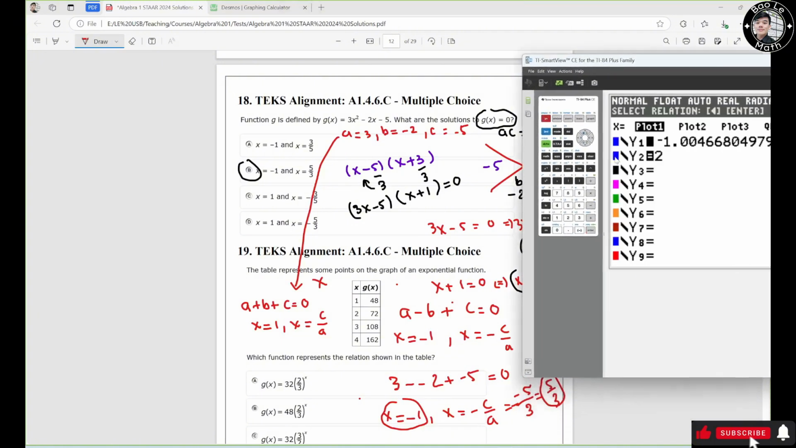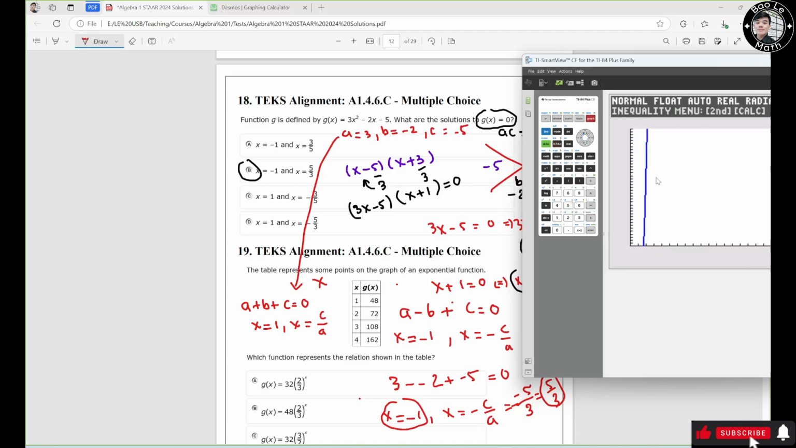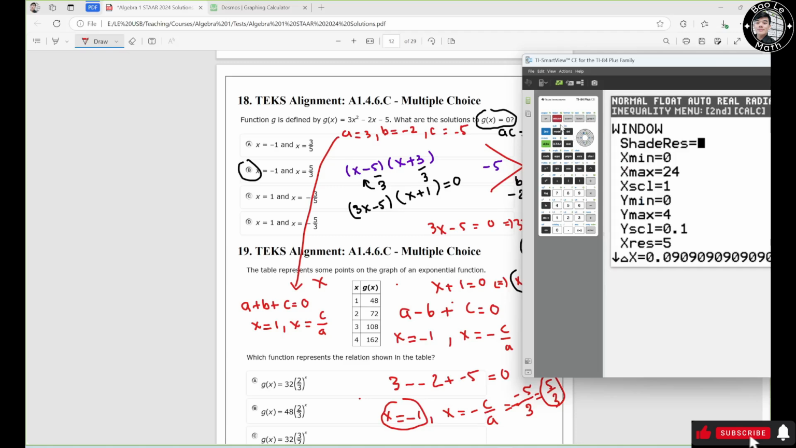Alright, so you hit y equals. Now you input the equation. It's going to be 3s squared minus 2s minus 5. And you hit graph. If the graph doesn't show up, you need to adjust the window range, right?